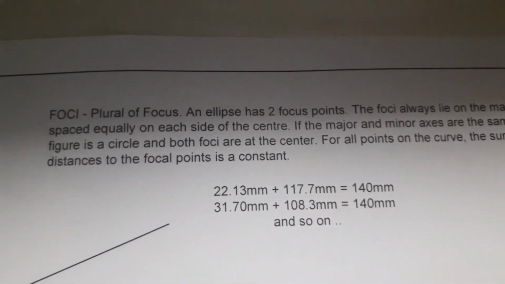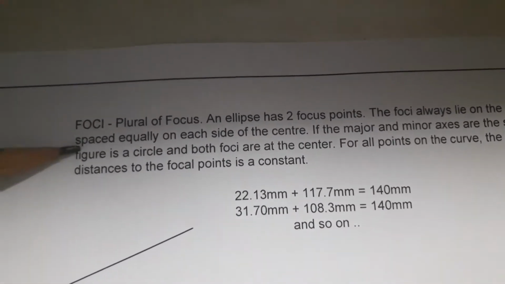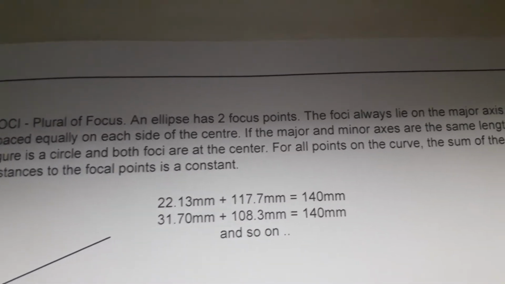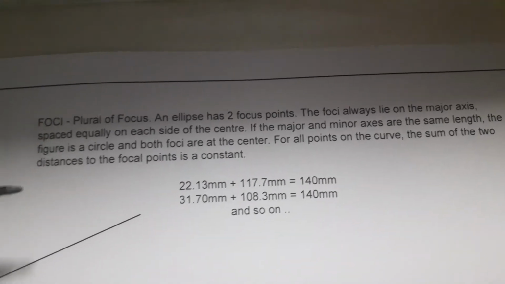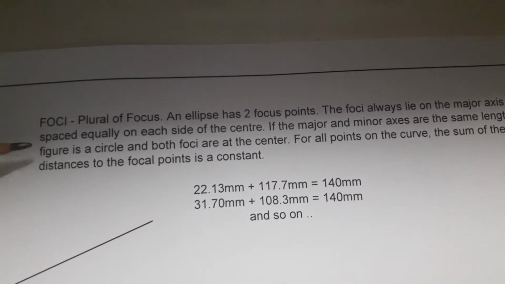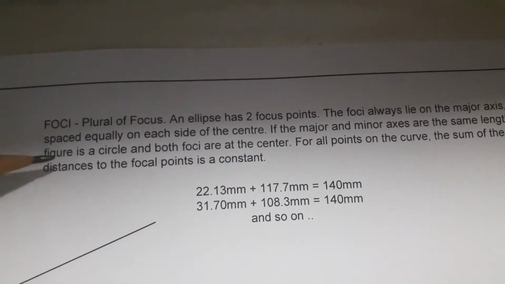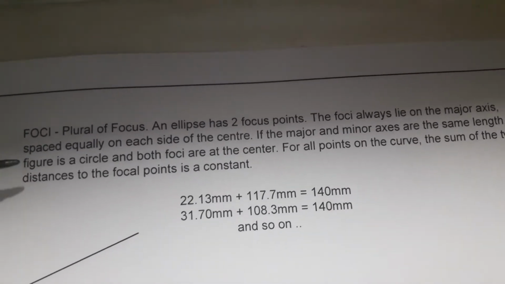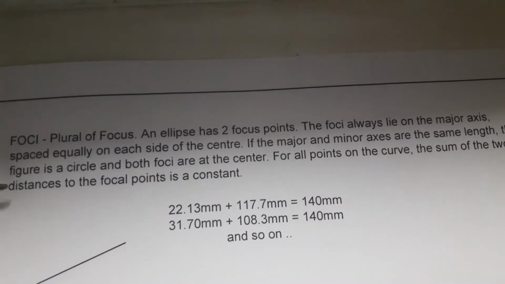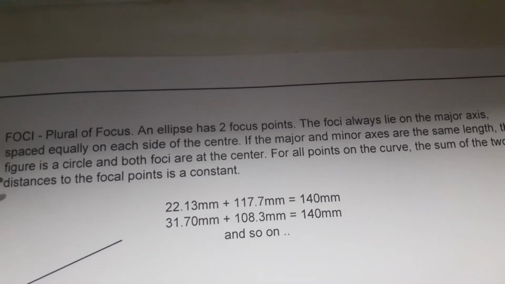Focus is the singular of foci. So an ellipse has two focus points. The foci lie on the major axis, spaced out equally on each side of the center. If the major axis and minor axis are the same length, the figure is a circle and both foci are at the center.